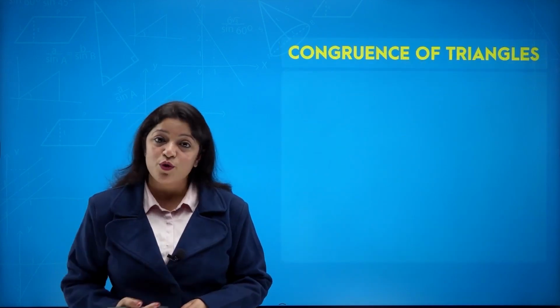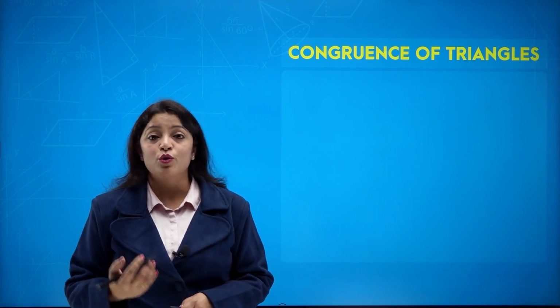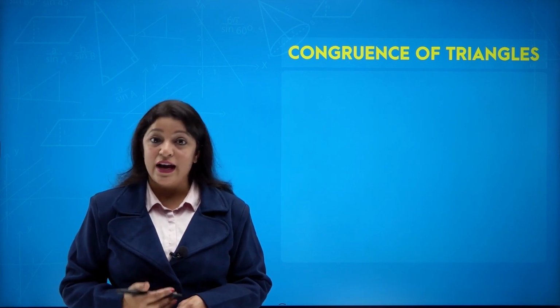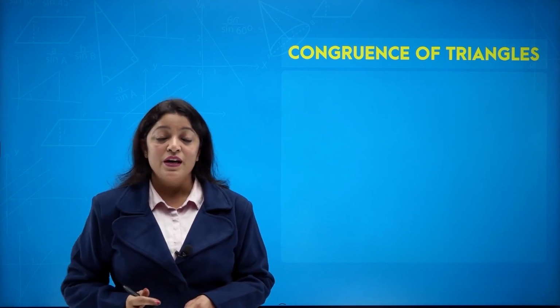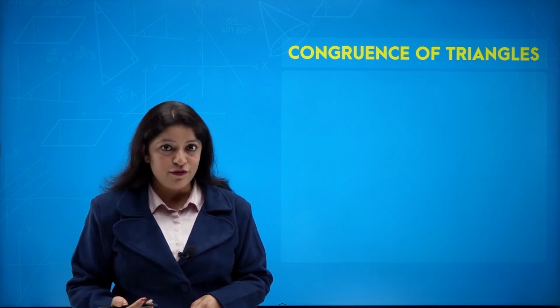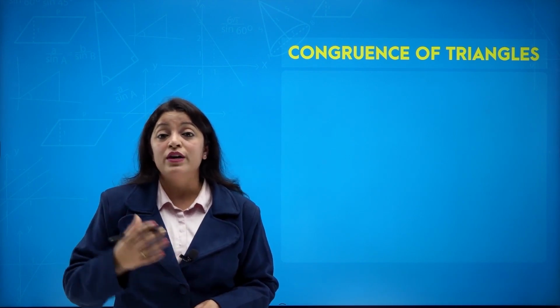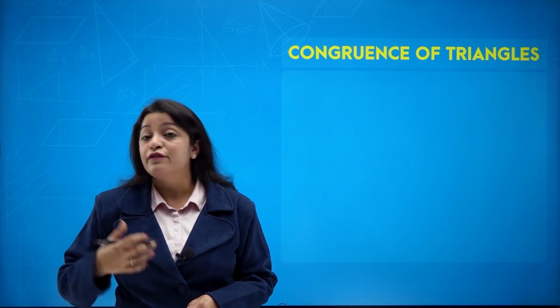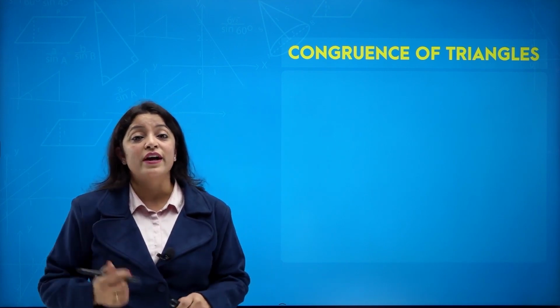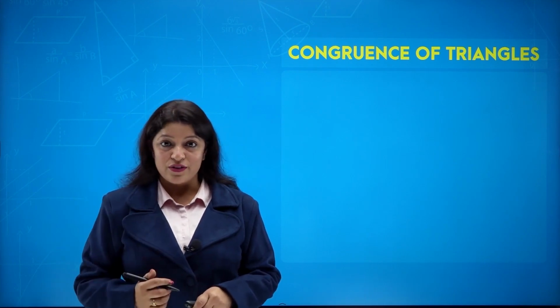Now let us move on to the next segment, that is congruence of triangles, and it's a very important topic as well, and a very interesting one. So when can you say two triangles are congruent to each other? If I put one triangle over the other and I find that they are of exactly the same shape and size, then the triangles are said to be congruent triangles.